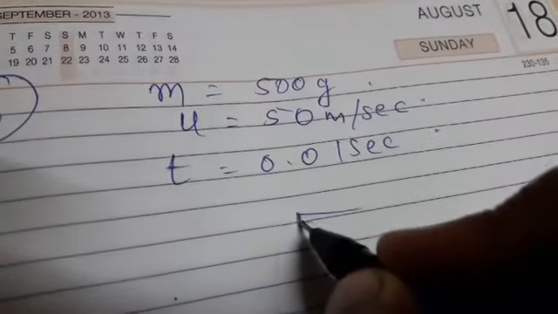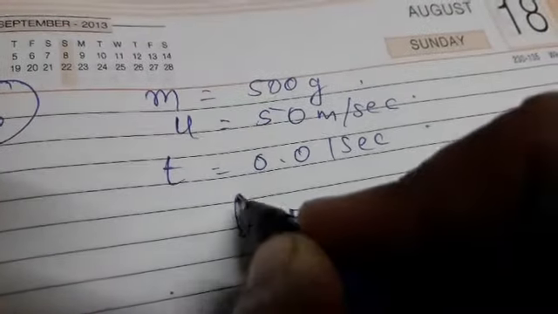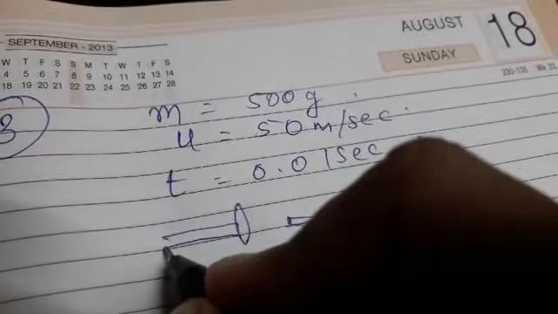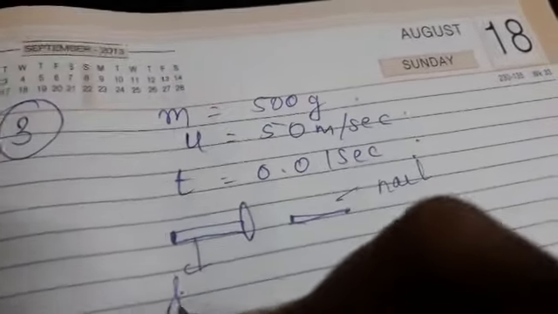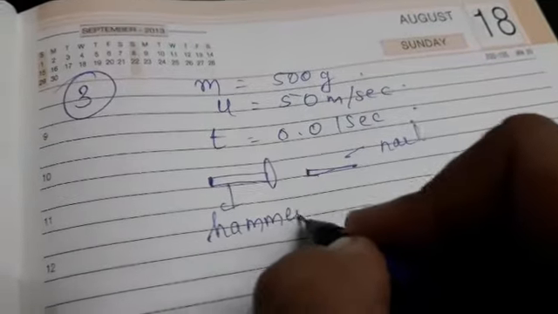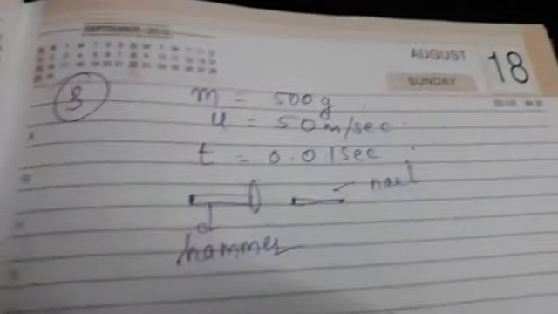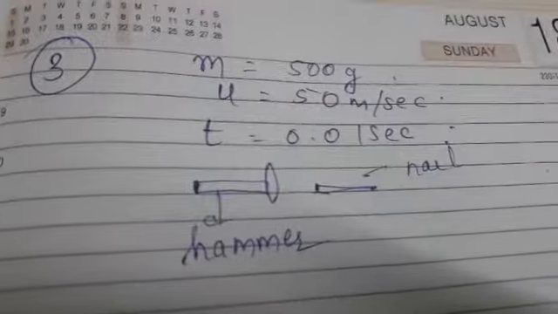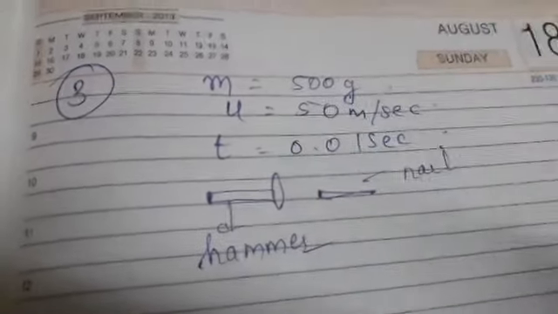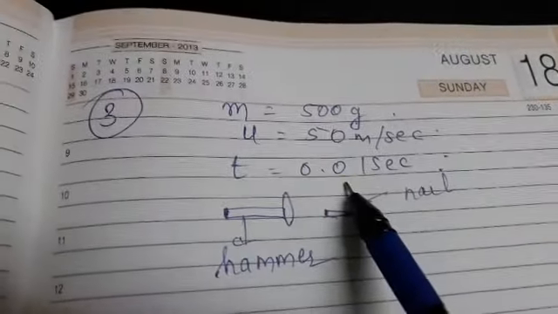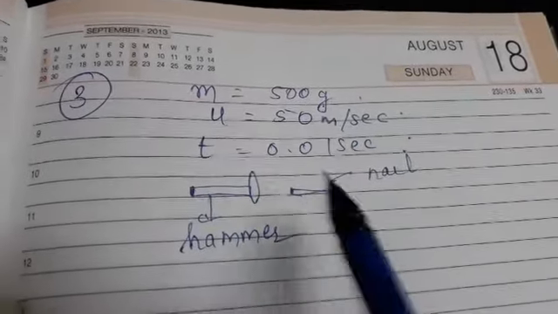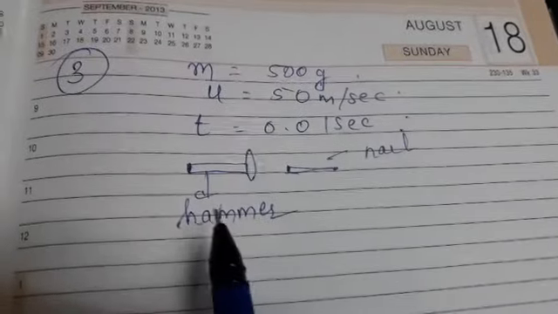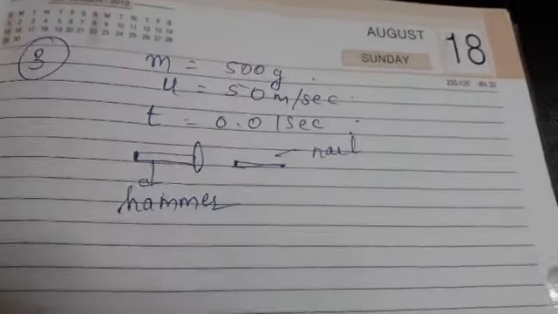So you check here now, if this is a nail and we are hammering the nail, this is a hammer. The mass of the hammer is given as 500 grams. Initial velocity of the hammer is how much? 50 meters per second. Now, after it is hammered, the nail stops. When the nail stops, obviously the hammer will also stop.